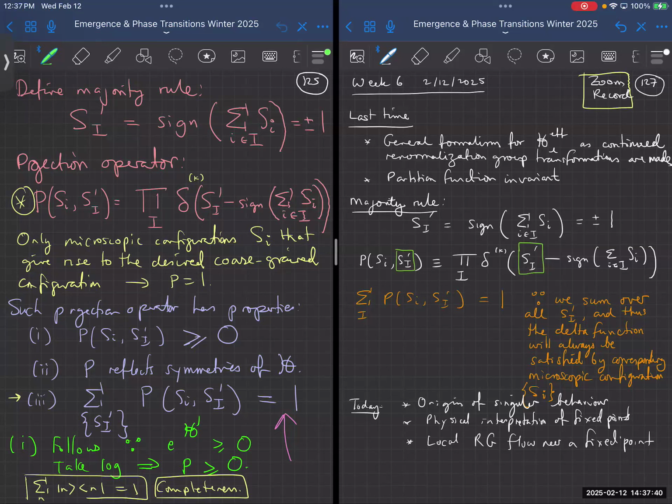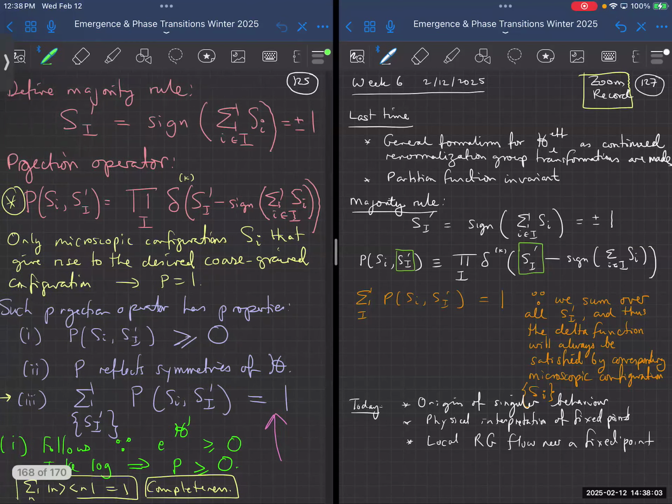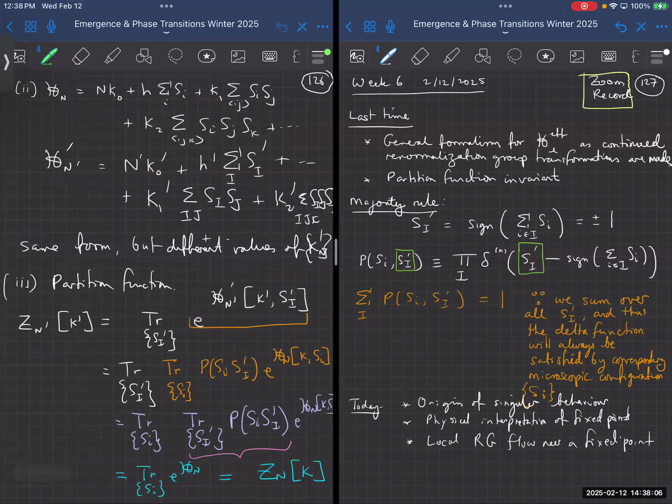And so the way you construct a projection operator is just by putting in a Kronecker delta that has the properties that if the sum of the microscopic variables equals the coarse grained variable that you have on the left-hand side, S_i prime, then you get a 1, otherwise you get 0. And we saw that that projection operator has various properties, and then from those properties, we deduced at the end of last lecture that therefore the partition function is exactly conserved. And it all makes sense, because all we're doing when we're making block spins is we're saying we're going to sum over all the degrees of freedom to compute the partition function, but we're just going to do it in a different way than we did before.